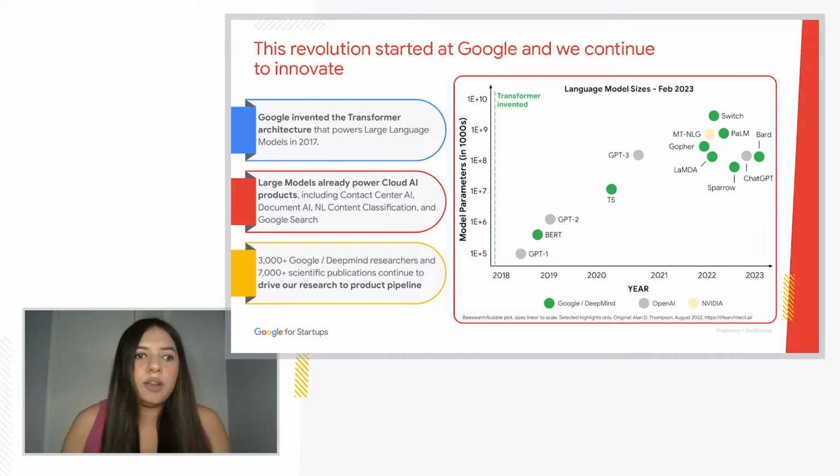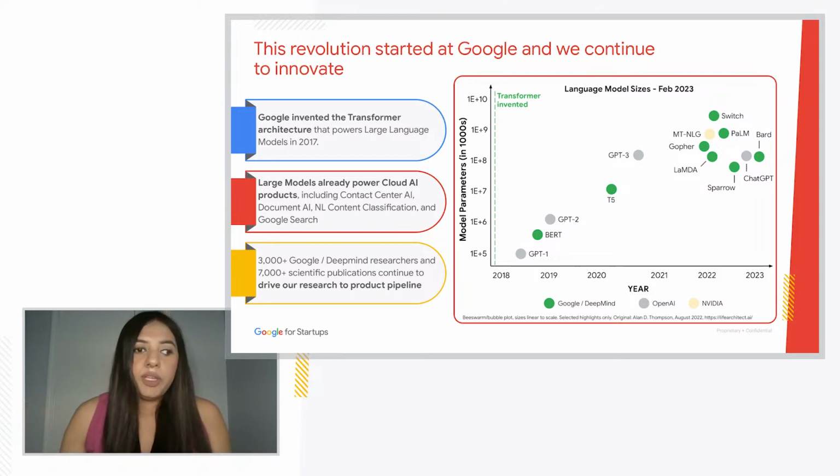The revolution started at Google and we continue to innovate. In 2017, Google invented the transformer architecture that powers the large language models. So you can see from the timeline that we have been doing generative AI and large language models for a very long time, and we were the first in the AI frontier to bring transformer architecture and large language models, starting from 2017 onwards to 2023.